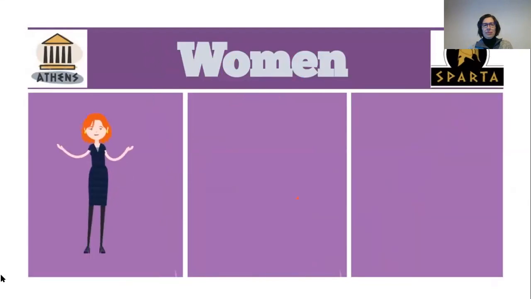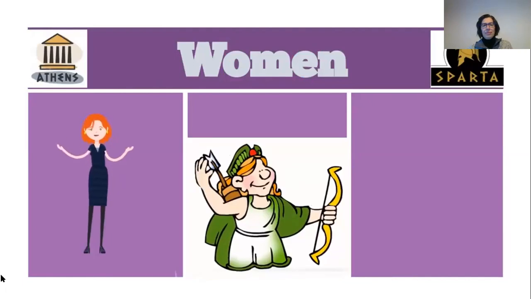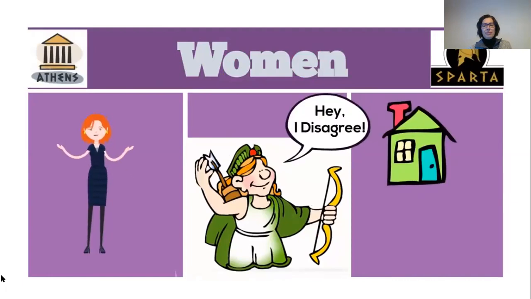Spartan women lived a simple life and had more rights than most. They were expected to be strong and ready to fight when their men were away. They could speak freely, own property, and remarry if their husbands were gone too long.